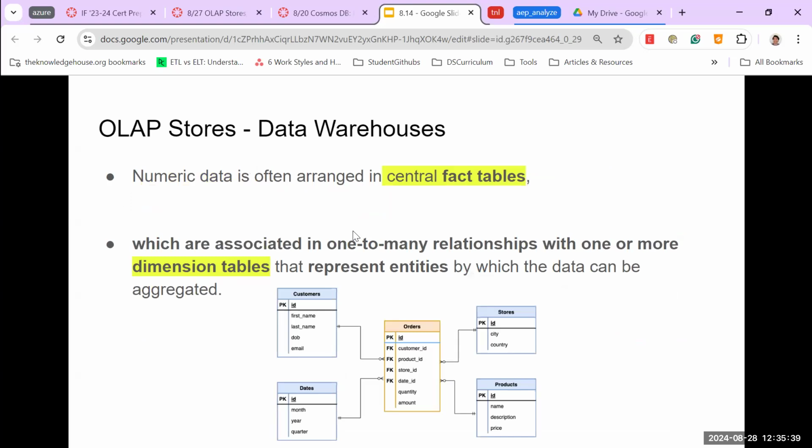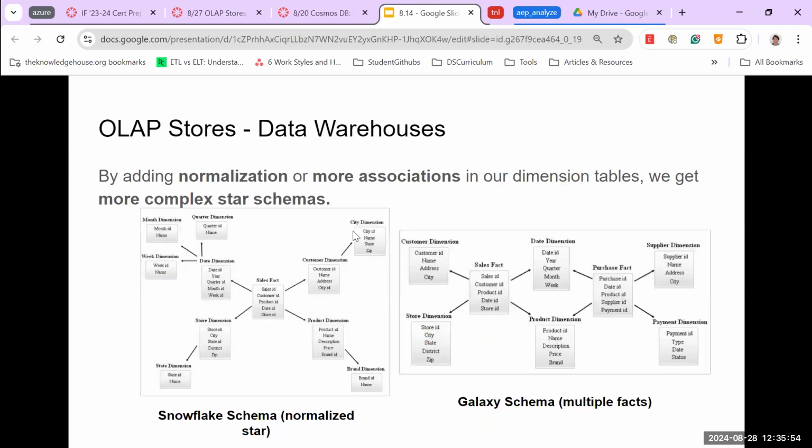One thing to also note is that our fact table has many one-to-many relationships with different dimensions. And these dimensions basically represent entities by which the data can be aggregated on. We could make our star schema a little bit more complex by adding normalization or by even adding more associations in our dimensions. And this gives us other types of star schemas called snowflake schemas or a galaxy schema.